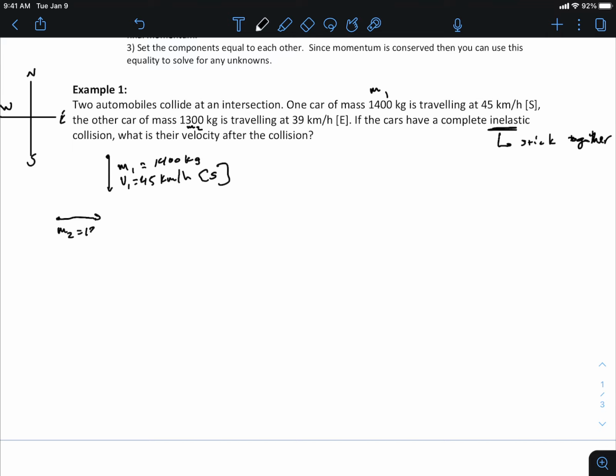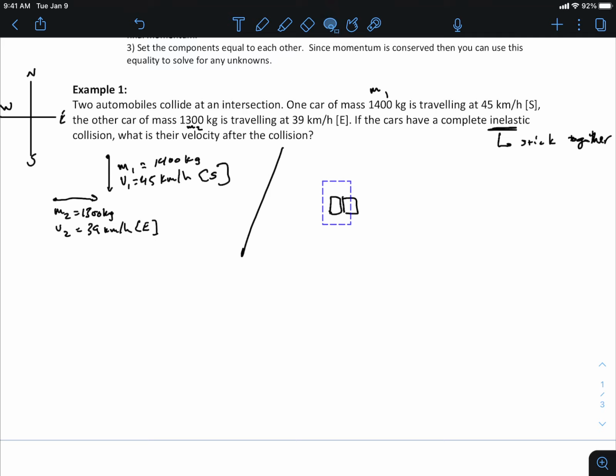M2, which was 1300 kilograms, and its velocity, or V2, was going to be 39 kilometers per hour east. Okay, and so here's your initial scenario, right? And then we're going to draw what would happen finally, right? So after the collision, the two cars are going to become intertwined, and they're going to move off at some angle.